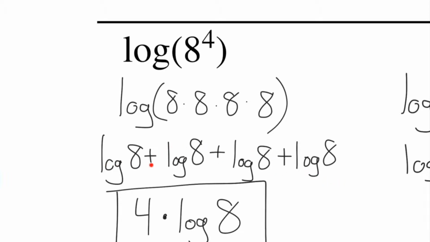That's kind of repetitive. We might as well just say it's 4 times log of 8, because there's 4 of these. 1, 2, 3, 4. Just like there's 4 of these here. 1, 2, 3, 4.